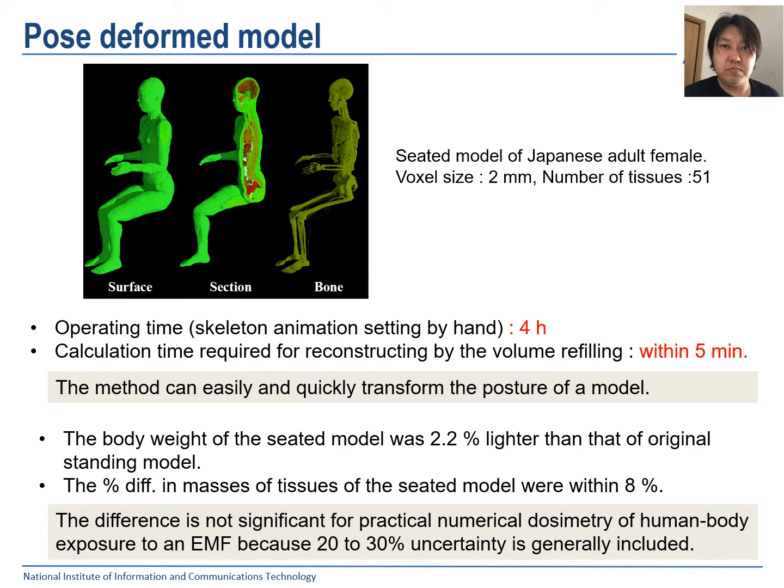And we compared the body weight and mass of tissues between the seated model and the original standing model. So we found the method also enables smooth posture transformation while maintaining the continuity and masses of the model's internal tissues.